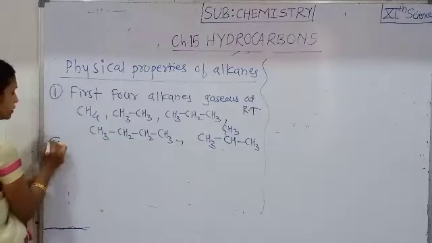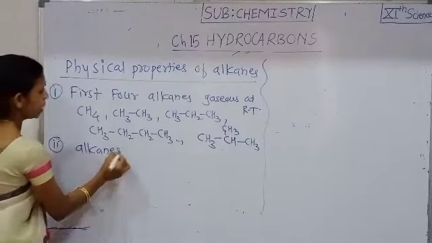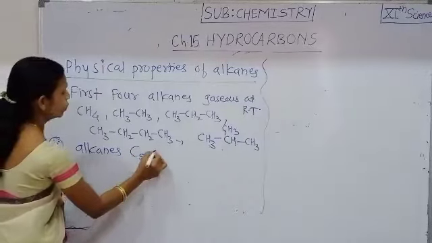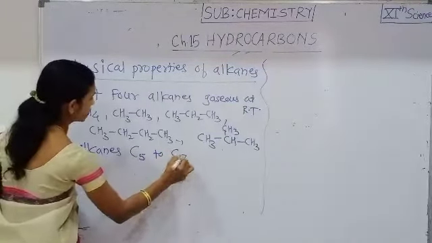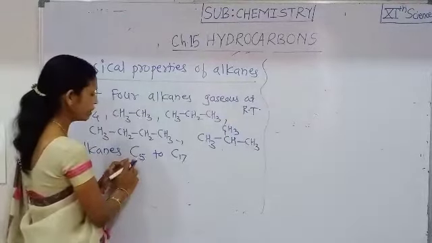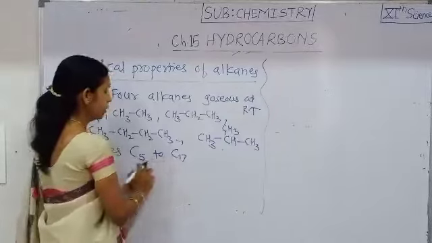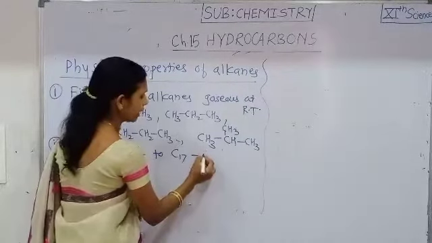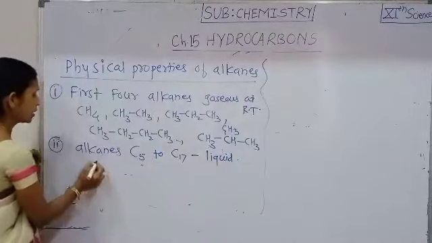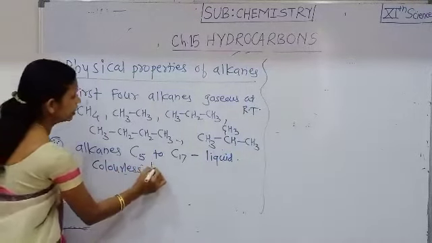Then second, the alkanes having carbon atoms 5 to 17. That means the alkanes containing 5 to 17 carbon atoms, those moderate alkanes, are liquid in nature. Those are colorless liquids.